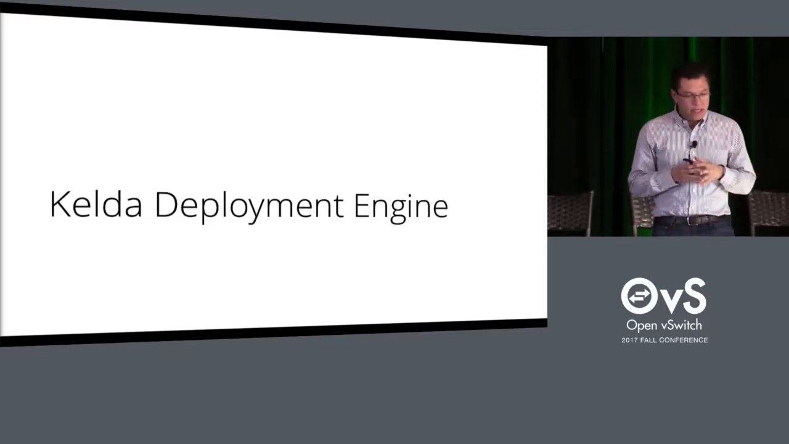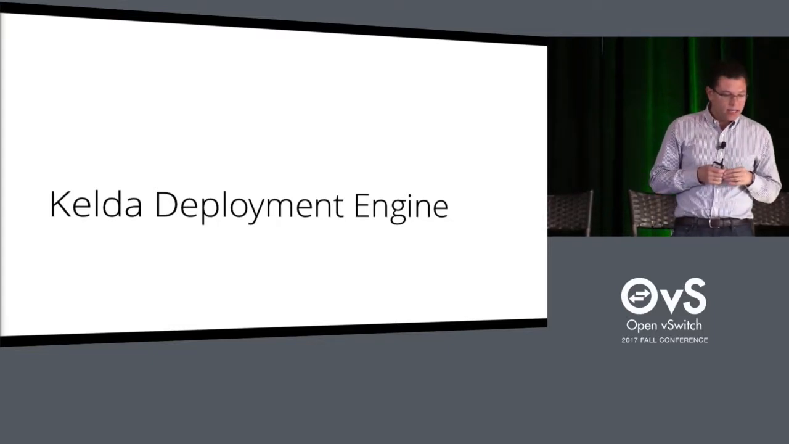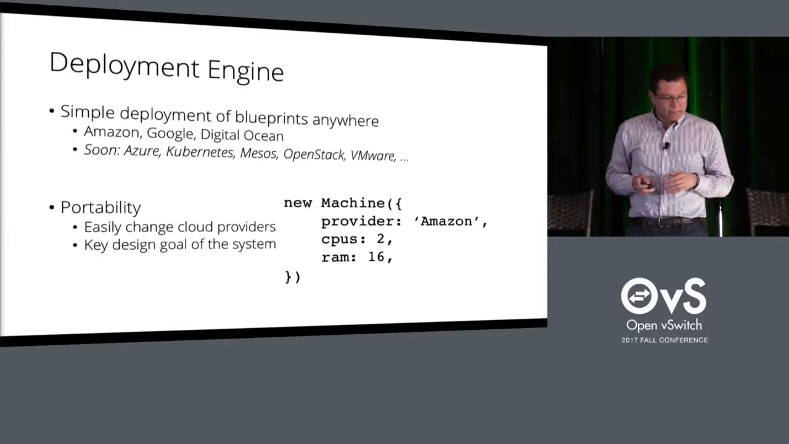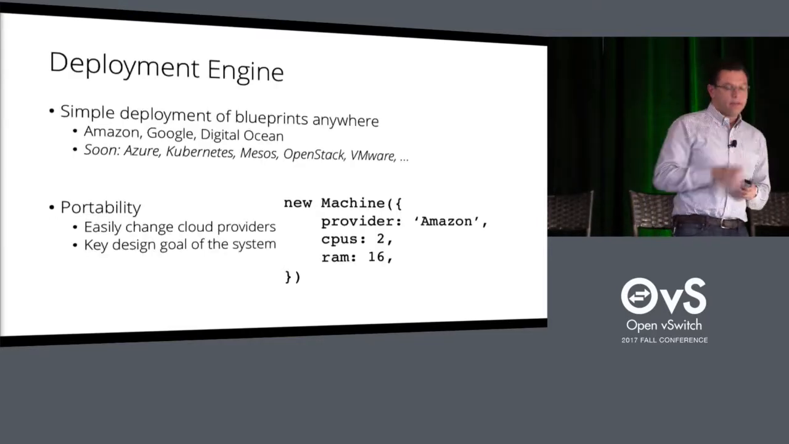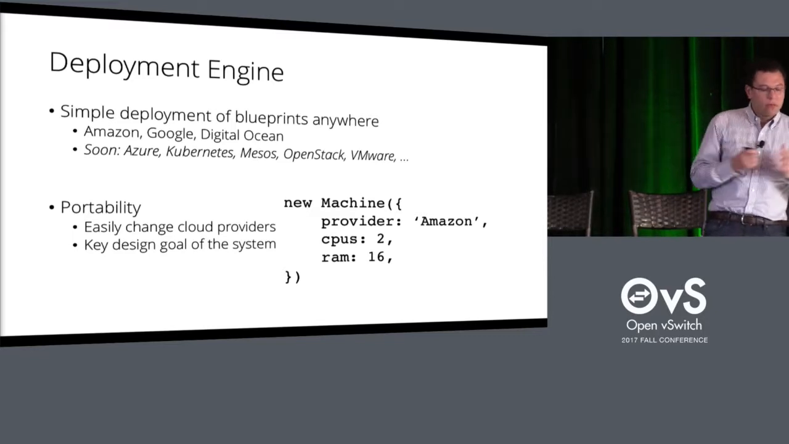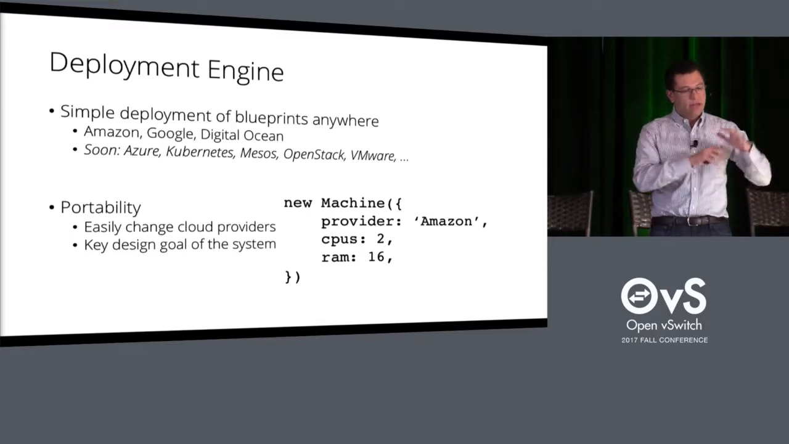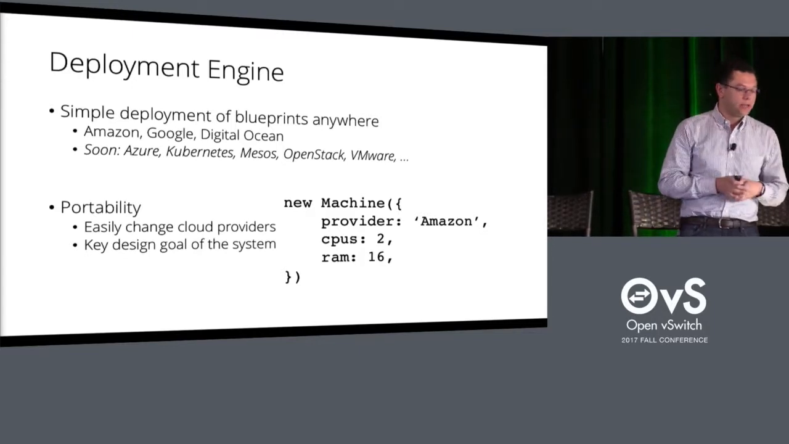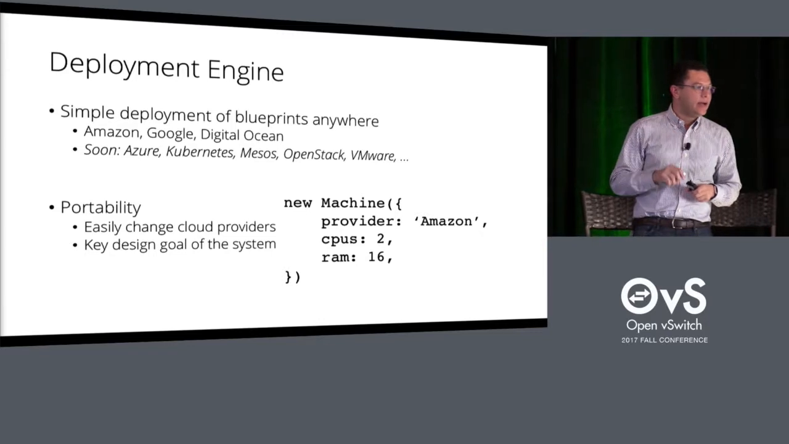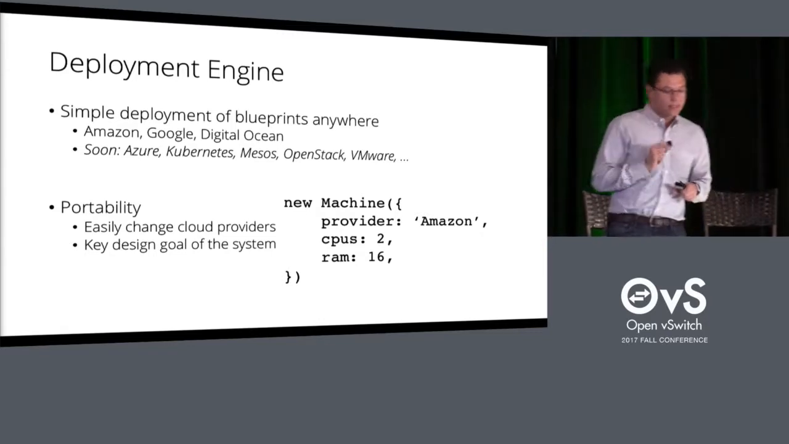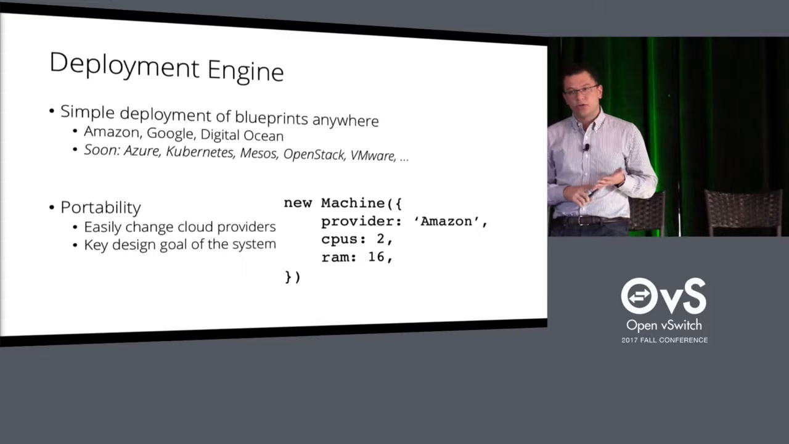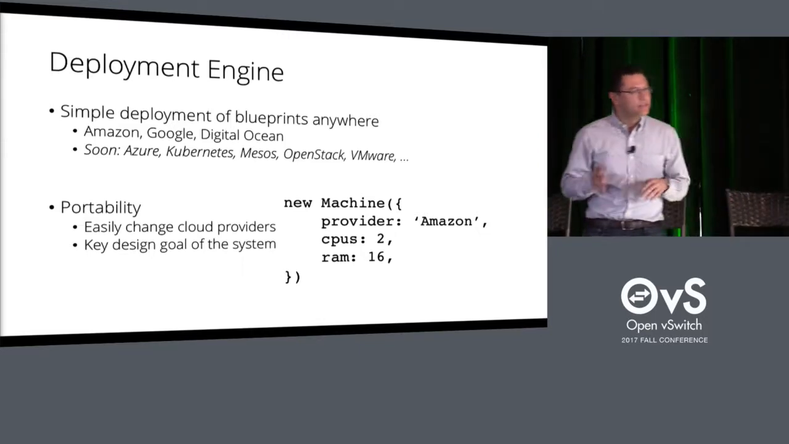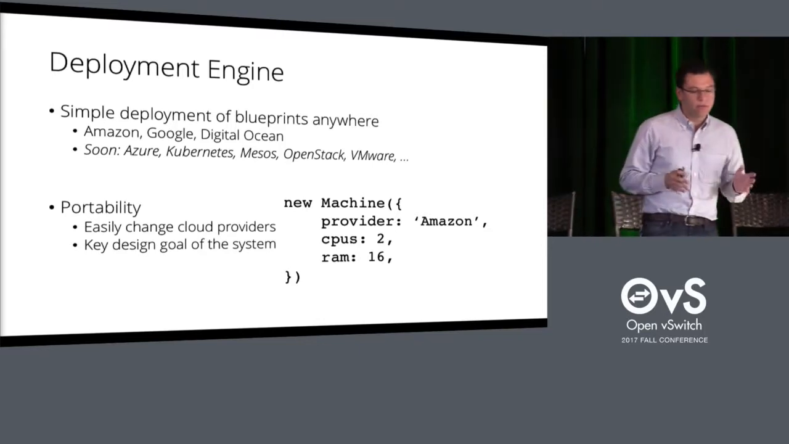So the goal of the deployment engine is to make it really, really dead simple to deploy these blueprints anywhere. We want single-button, Cloud for Dummies deployments. We currently support Amazon, Google, and DigitalOcean, and we want to support Azure and Kubernetes and Mesos and OpenStack and basically any platform that can run compute workloads.